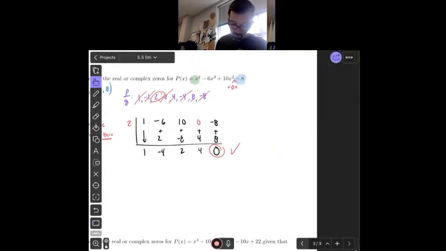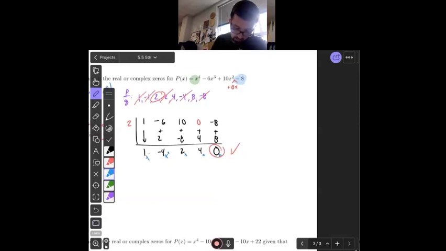So let's write that resulting polynomial over here. So that's our remainder. There's our constant, our x squared, our x cubed. So x cubed minus 4x squared plus 2x plus 4 equals 0.